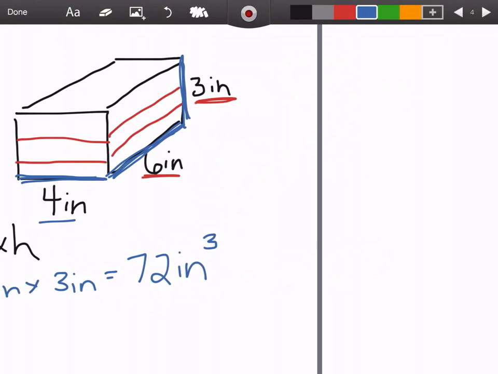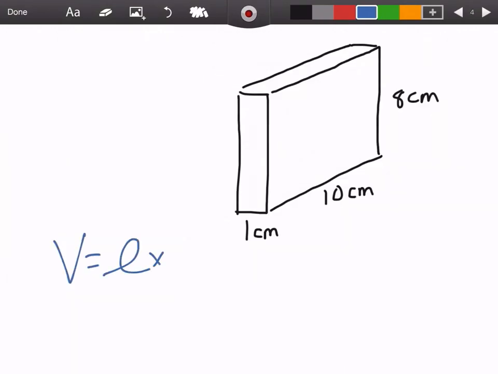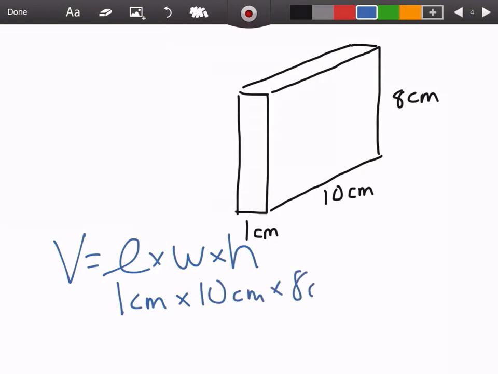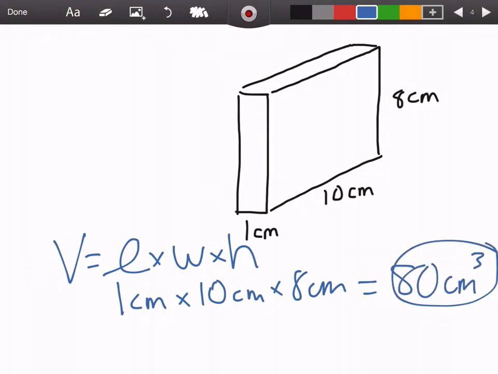Okay, hopefully you have unpaused the video and you have some work that looks like this. Volume equals length times width times height. You wrote your formula out. You did 1 centimeter times 10 centimeters times 8 centimeters. And you should have gotten 80 centimeters cubed. Hopefully you remembered to put that label on.